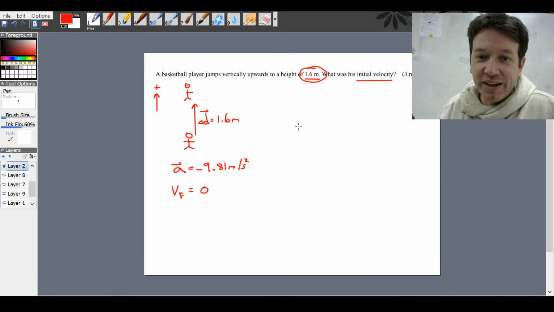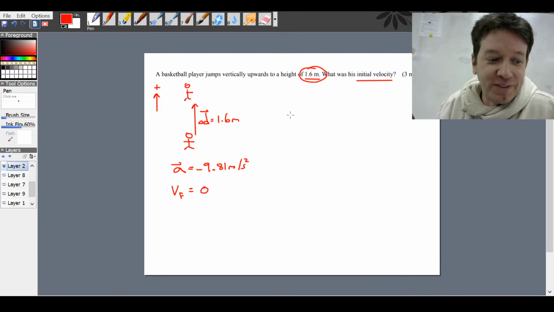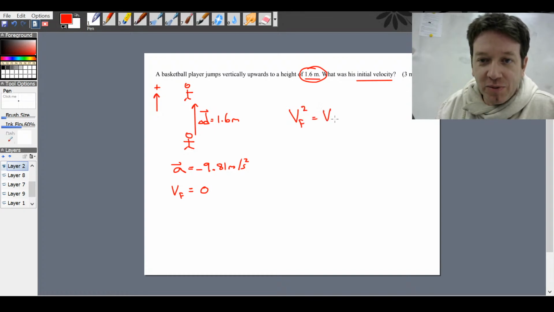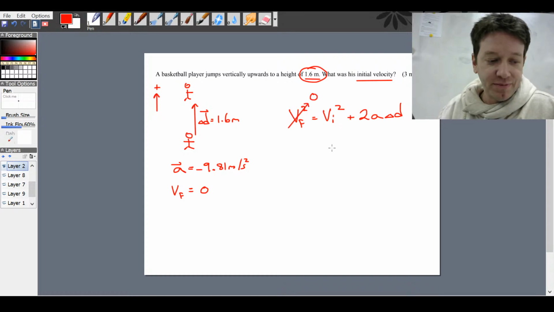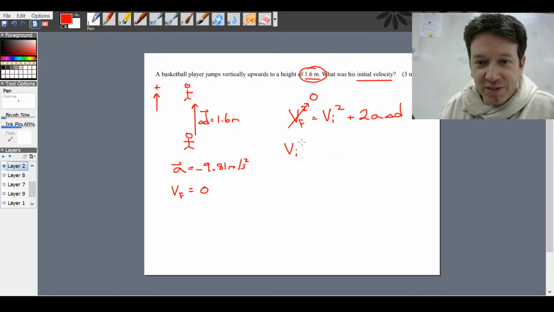So we're going to use the equation that does not include our time variable, which is this one, Vf squared equals Vi squared plus 2a delta d, where this whole term right here is going to be 0. So then we can bring one term to the other side, rearrange to isolate for Vi. We get negative 2a delta d. And then take the square root of both sides.